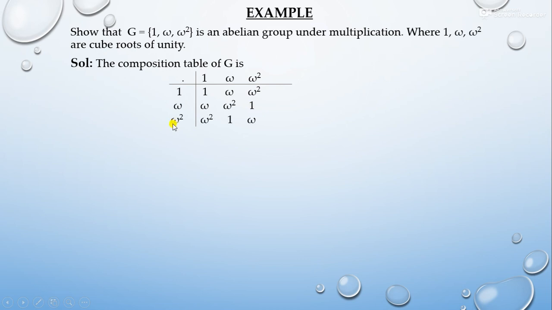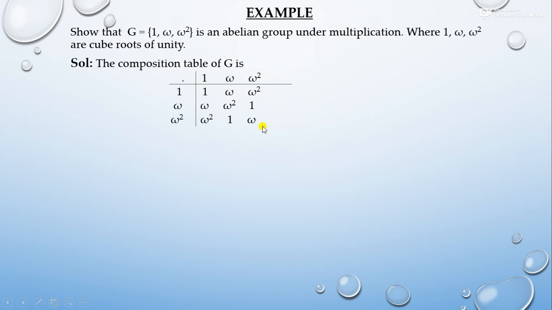Now omega square, when we multiply omega square by 1, it becomes omega square. When we multiply omega square into omega, it becomes omega cube, and omega cube is equal to 1 here. Now omega square multiply omega square becomes omega raised to the power 4. And what is the value of this in terms of omega, omega square? Omega 4 you can write as omega cube multiply omega. Omega cube is 1, so remaining is omega. Like that we have the composition table with respect to multiplication.